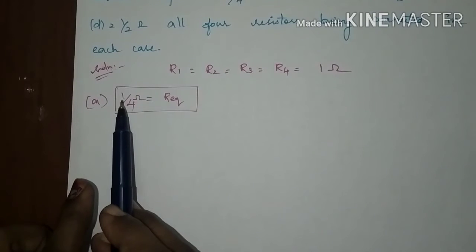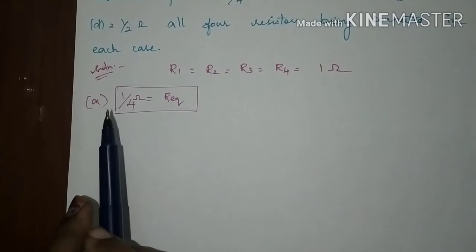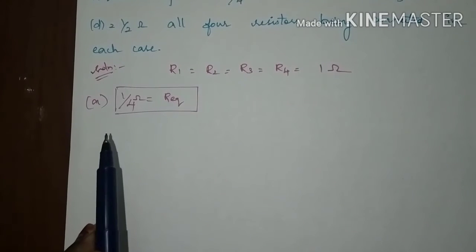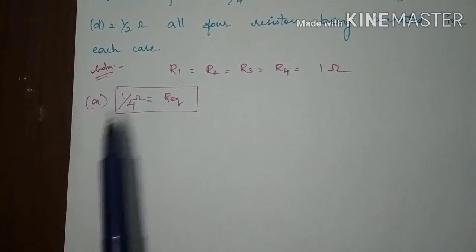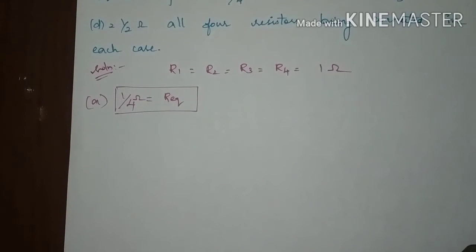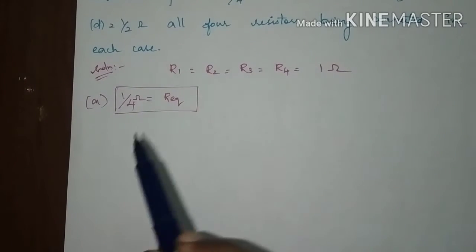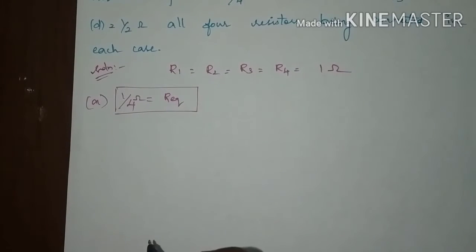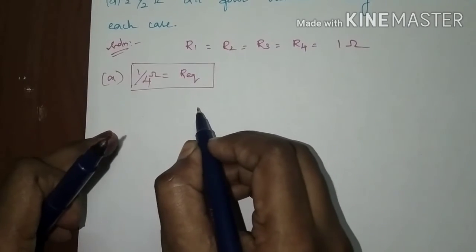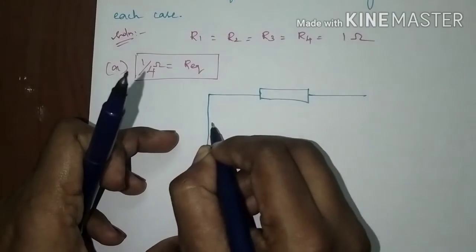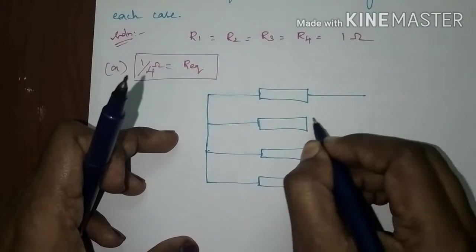See the equivalent resistance in the fraction format. Note, if you have a fraction format, the resistances must be connected in parallel. Right? Here the given resistance is 1 ohm. If you connect these 1 ohm resistances in series, we will get 4 ohms resistance. But if you connect in parallel, definitely the resistance would be divided. So in the first case, we can connect each 1 ohm resistance in parallel. 1, 2, 3, 4.